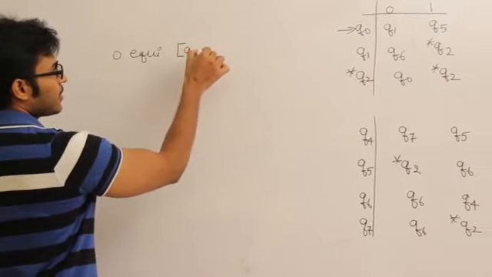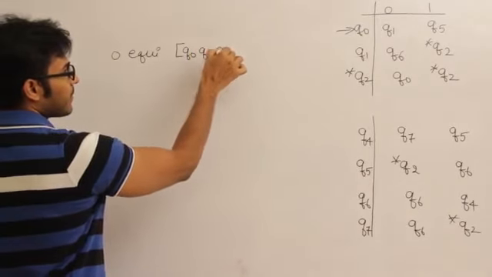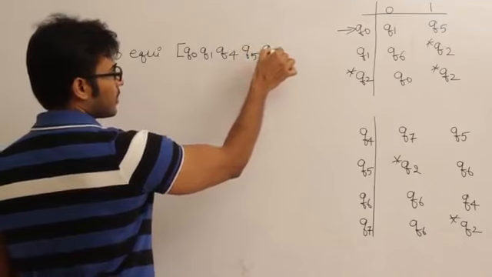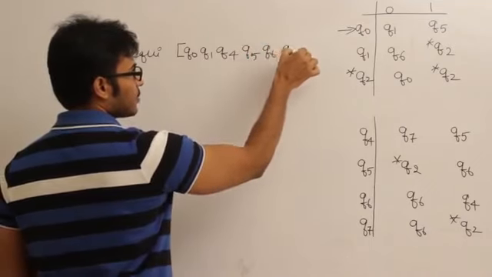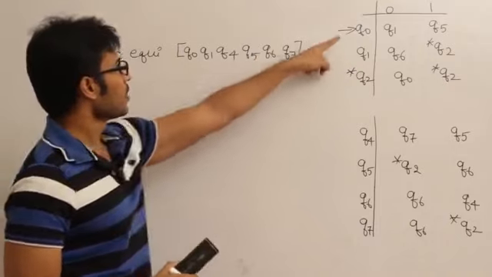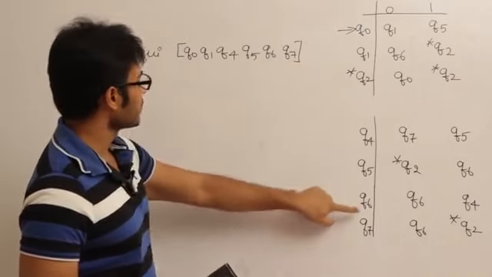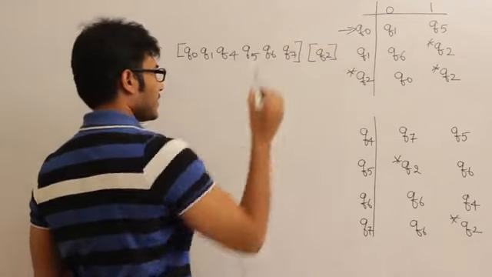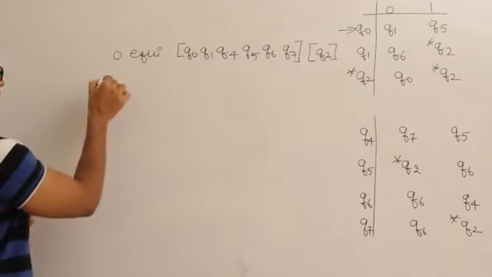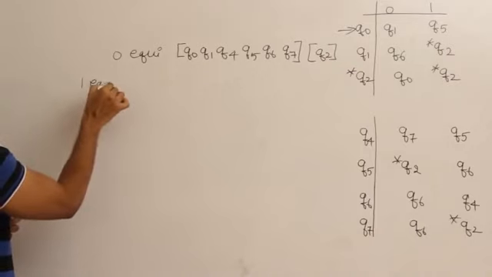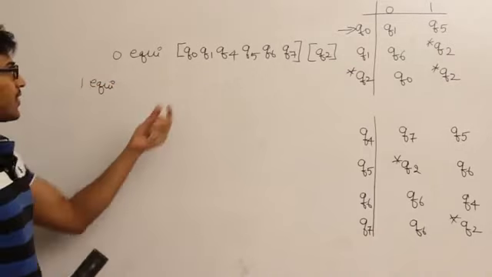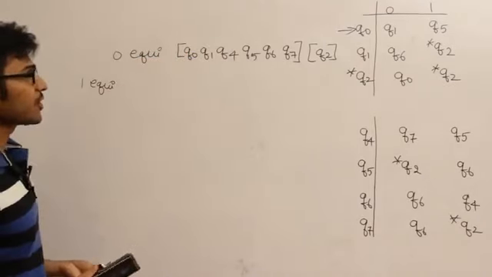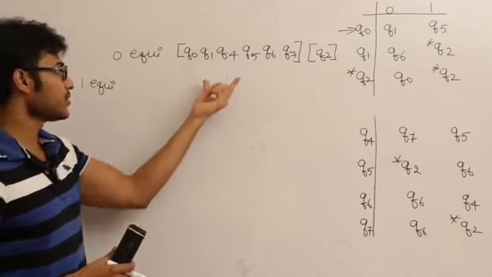0 equivalent is nothing but Q0, Q1, Q4, Q5, Q6, Q7, and Q2 is the final state, just separate them. Next thing is you have to find one equivalent. In one equivalent you have to find out whether these zero equivalent states are still going to remain in the same group in the one equivalent or not. Those who remain in this same group are said to be equivalent.